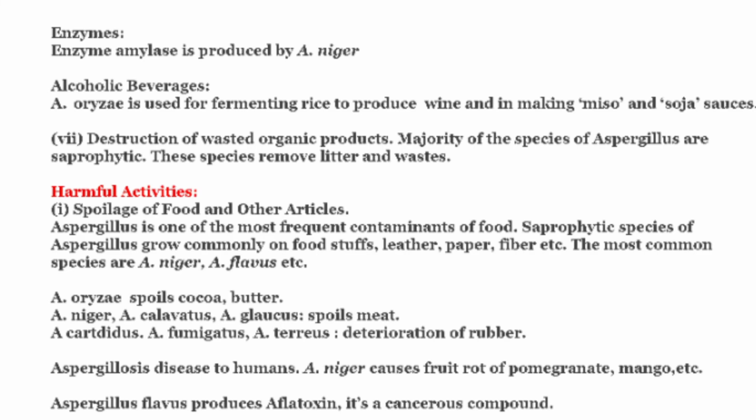Aspergillus is saprophytic in nature, so it can decompose organic matter. Harmful activities of Aspergillus: spoilage of food and other articles. Aspergillosis disease in humans. Aspergillus niger causes fruit rot of pomegranate, mango, etc. Aspergillus flavus produces aflatoxin. It's a cancer-causing compound.